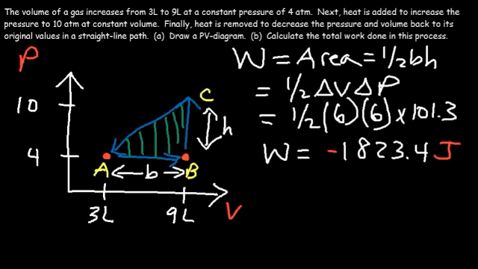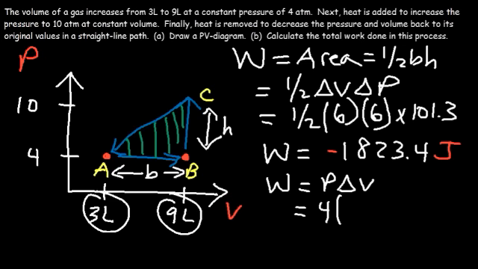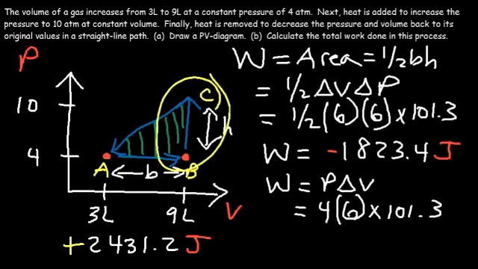So let's start from A to B. That's an isobaric process, so we can use the equation P delta V. The pressure is 4 at this point. The change in volume, final minus initial, 9 minus 3, that's 6, times 101.3. So 24 times 101.3 gives us a value of 2,431.2. And the work done is positive. Now between B and C, that's an isochoric process. So the work done for that region is 0.